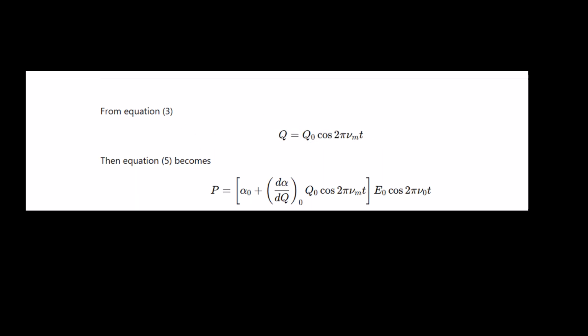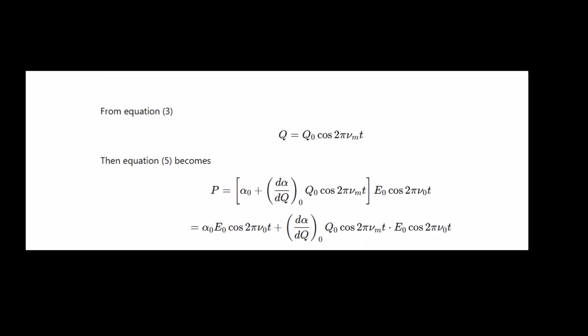From equation 3, we know that q equal to q0 cos 2 pi nu m into t. Using equation 3, equation 5 becomes P equal to alpha 0 plus d alpha by dq into q0 cos 2 pi nu m into t, into E0 cos 2 pi nu 0 into t. Now, expanding this bracket, we get alpha 0 E0 cos 2 pi nu 0 t plus d alpha by dq q0 E0 cos 2 pi nu m into t into cos 2 pi nu 0 into t.